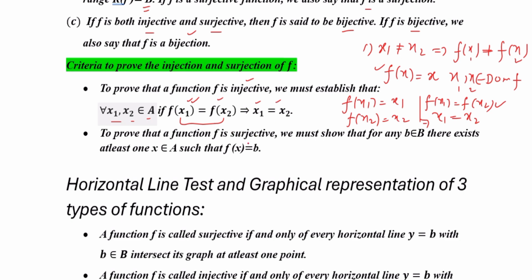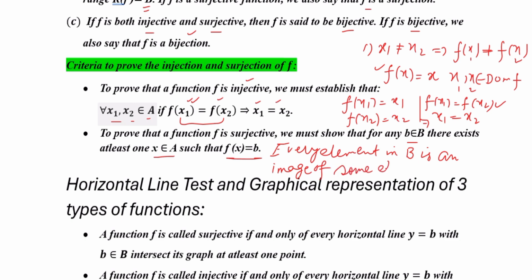To prove the surjection, we need to show that for any b belonging to B, there exists at least one x belonging to A such that f of x is equal to b. This equation shows that every element in B is an image of some element in A.